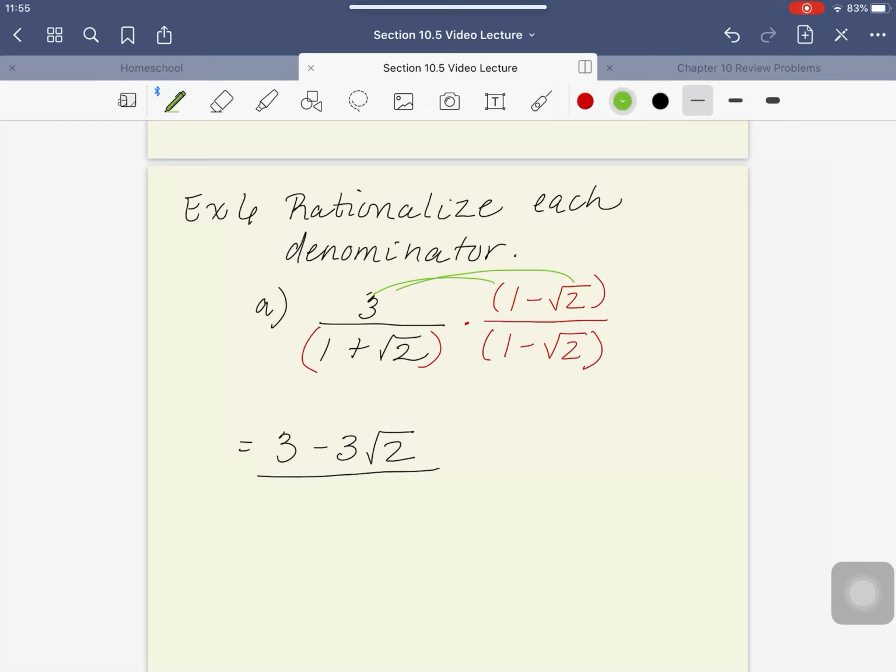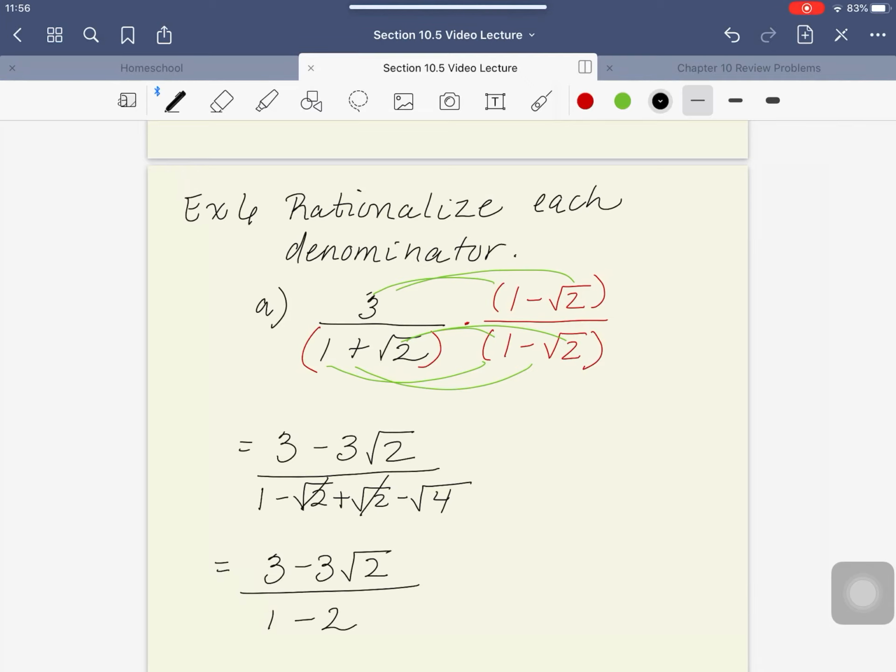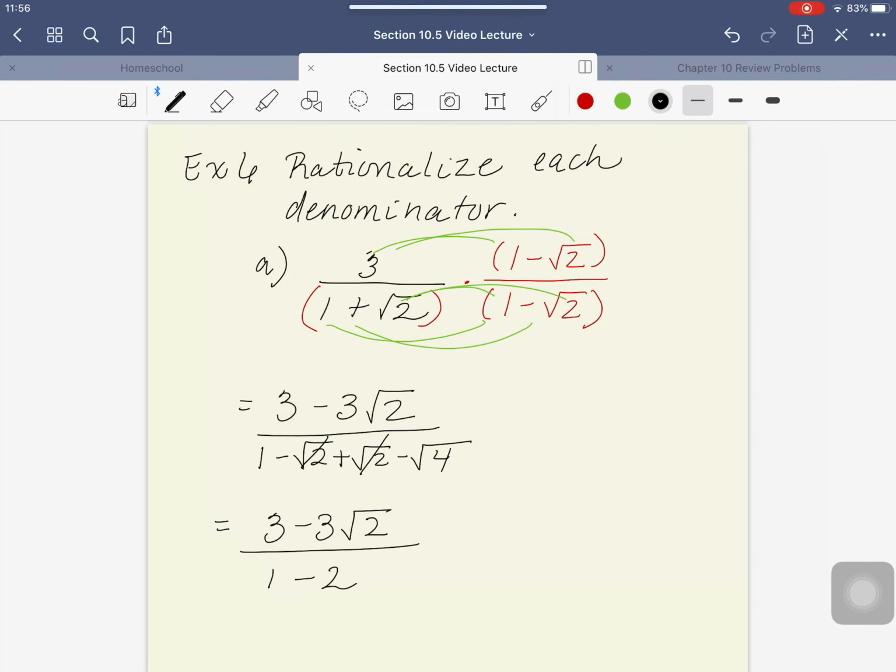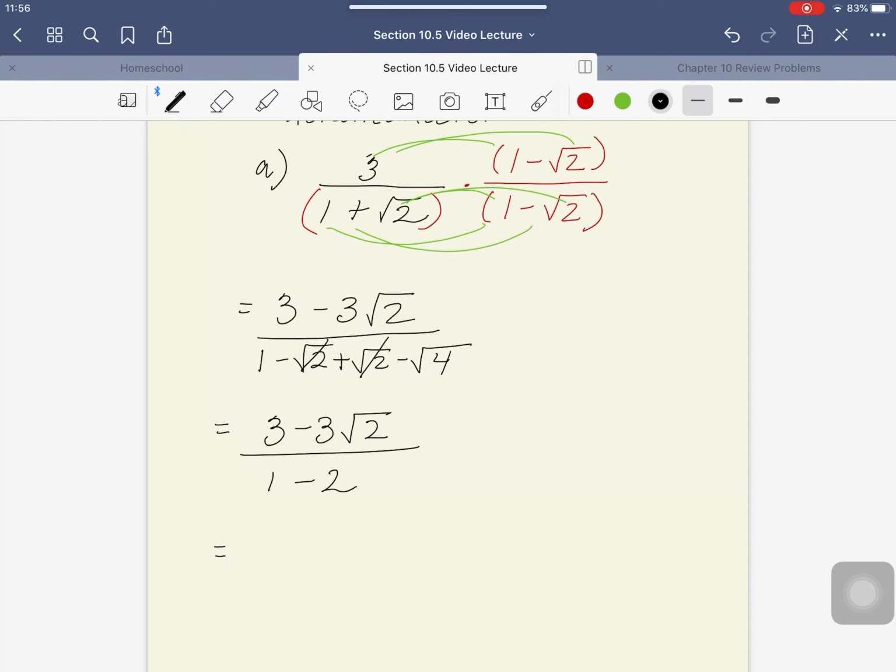All right, you're going to FOIL in the denominator, and you'll end up with 1 minus square root of 2 plus square root of 2 minus the square root of 2 squared, or the square root of 4. Those middle terms will cancel out. So now I have 3 minus 3 square root of 2 in the numerator and 1 minus 2 in the denominator, because the square root of 4 is 2. And then 1 minus 2 is negative 1. So I have 3 minus 3 square root of 2 over negative 1.